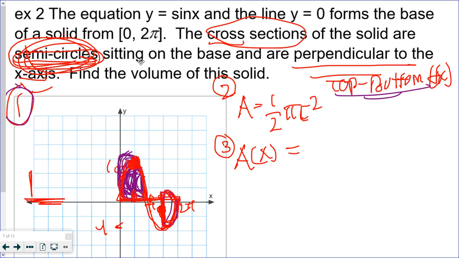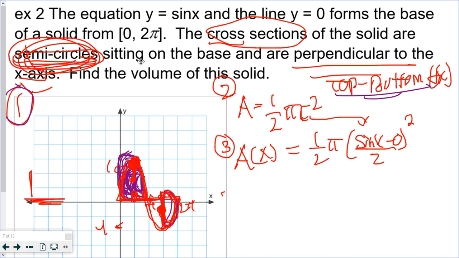So in this case, let me write the 1/2 pi. The radius is going to be the top, which is sine of x minus 0, and then divide that by 2, because sine of x minus 0 is the diameter, but I'm only doing half that length. So there you go. All I did was rewrite the radius in terms of x. It's the difference between the top of the function and the bottom of the function, and then I divided it by 2 because it's the radius. And that's squared. So there is my area equation in terms of x.